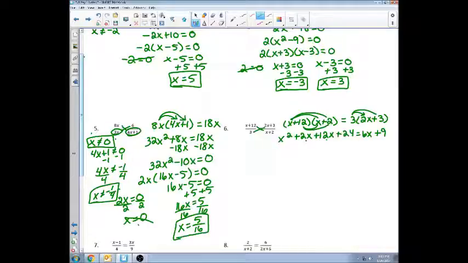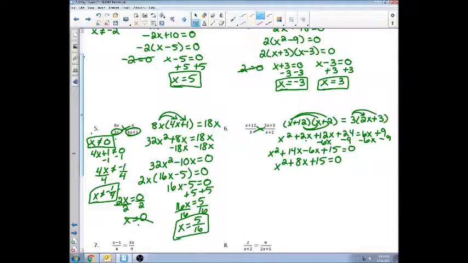Now, I need to get everything to the same side of the equal sign. So x squared plus 2x plus 12x is 14x, minus 6x. Okay. I'm going to subtract the 9, which means 24 minus 9 would get me positive 15. Well, 14 minus 6 will get me 8x. So I have x squared plus 8x plus 15 is equal to 0.